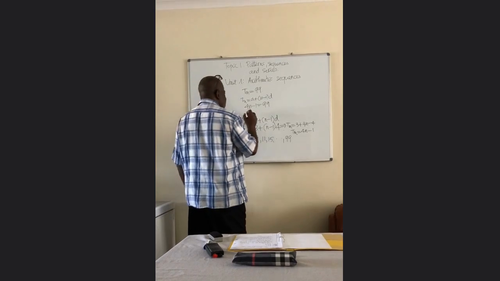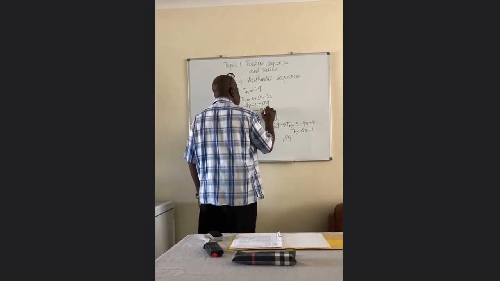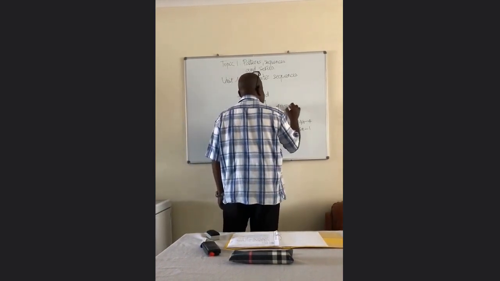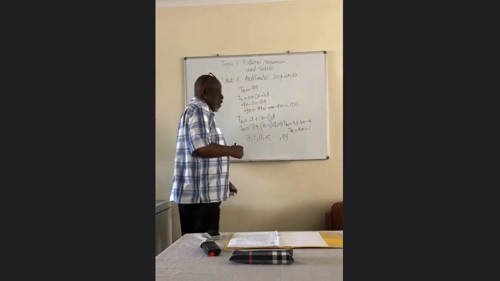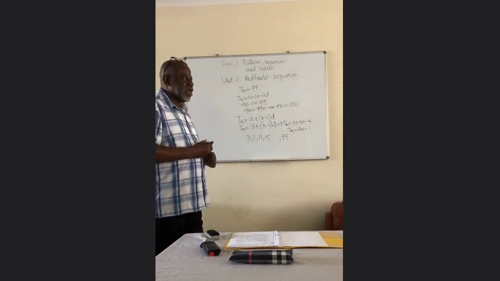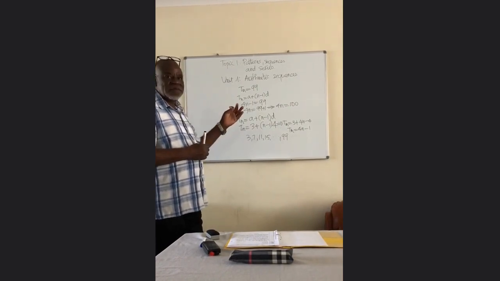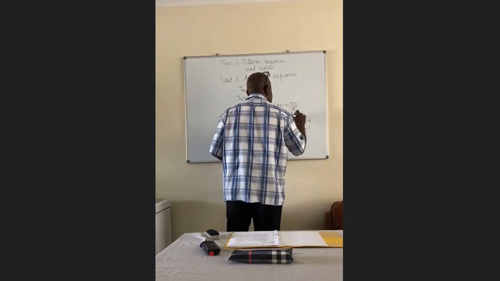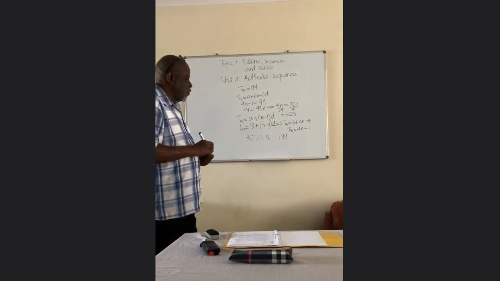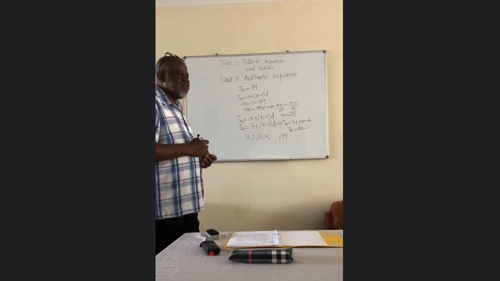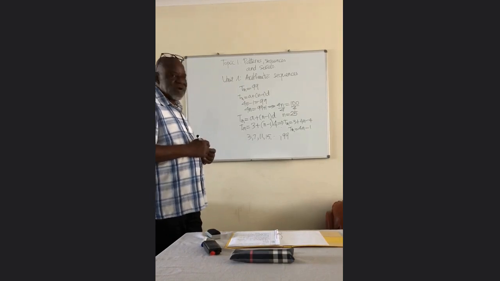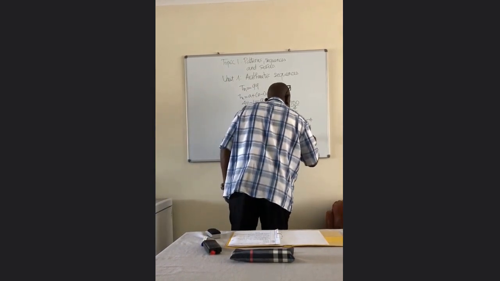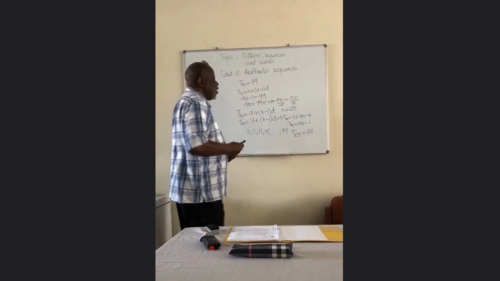Then, solving for n, 4n will be equal to 99 plus 1. This implies that 4n will be equal to 100. If you want to get n, we divide both sides by 4. Our n will be 25. So 99 is the term in position 25. So here, we write that T25 is equal to 99.